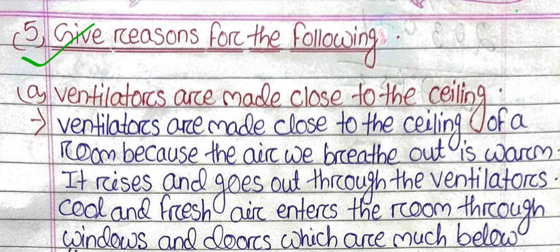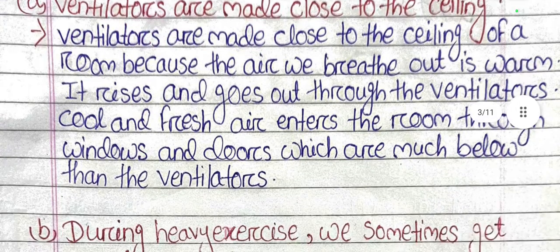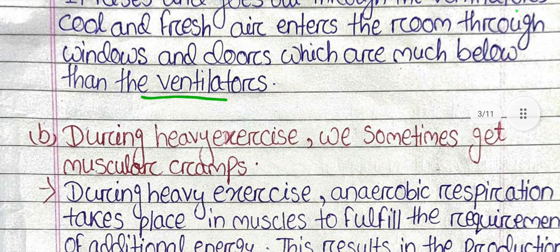Now this is question number 5. Give reasons for the following. Ventilators are made close to the ceiling of a room because the air we breathe out is warm. It rises and goes out through the ventilators. Cool and fresh air enters the room through windows and doors, which are much below the ventilators.